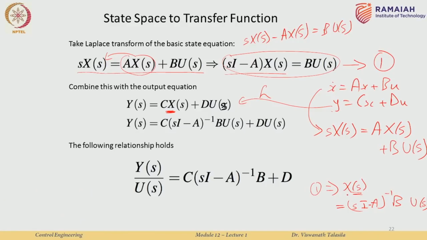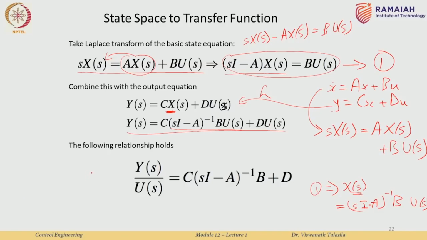Okay, so we have that x of s is equal to this expression. We substitute this back into this term over here, and then we derive this one. So, y is equal to C times x of s, which is nothing but (sI minus A) inverse B times u, that is these terms over here, plus D times u, that stays as it is.